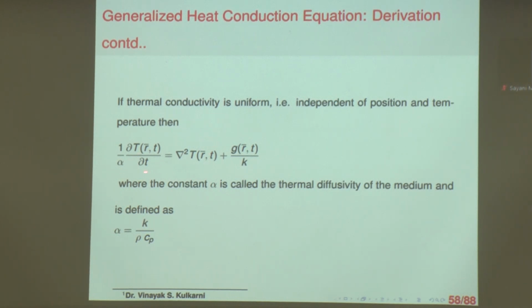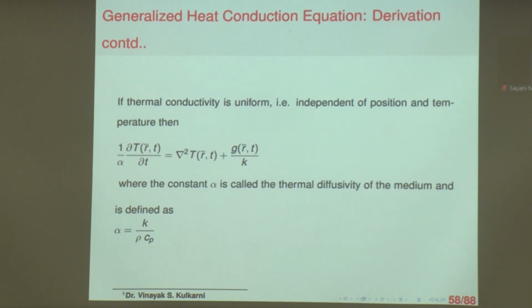Now here you can see the first part is the same as the one-dimensional equation: the rate of change of temperature with respect to time, times 1 upon alpha. The del square, as far as a one-dimensional quantity is concerned, I can write as the second order derivative of temperature with respect to the variable x. And this third term represents the rate of heat generation within the volume under consideration. So the first two terms are the same as in the one-dimensional heat equation.